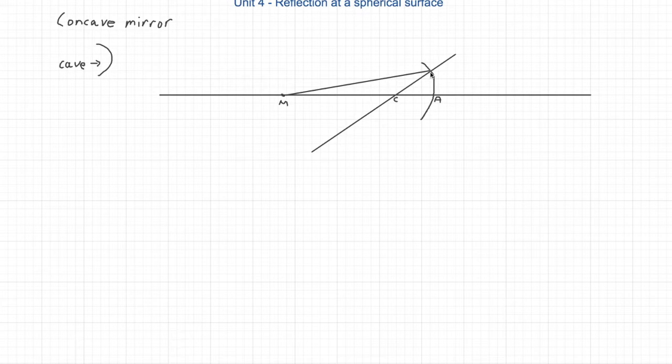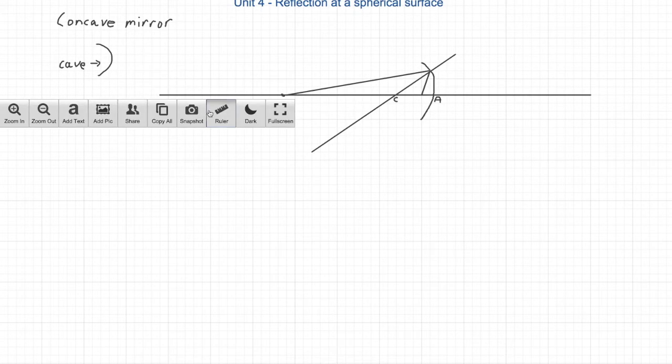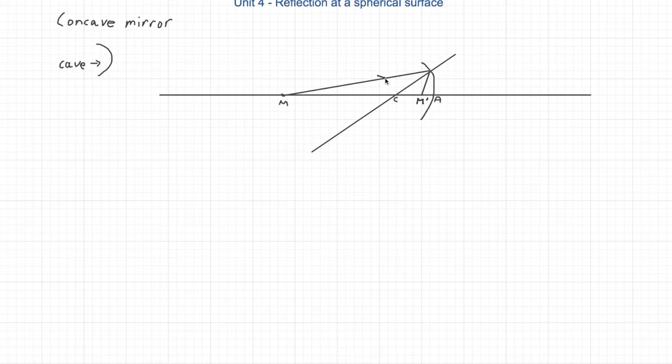We'll send a ray to the normal from M, and then we'll reflect it. So the angle of incidence equals angle of reflection and form image M prime over there. Incoming ray, outgoing ray, angle of incidence equals the angle of reflection. Remember, the angle of incidence is the angle between the incoming ray and the normal. The angle of reflection is the angle between the reflected ray and the normal.